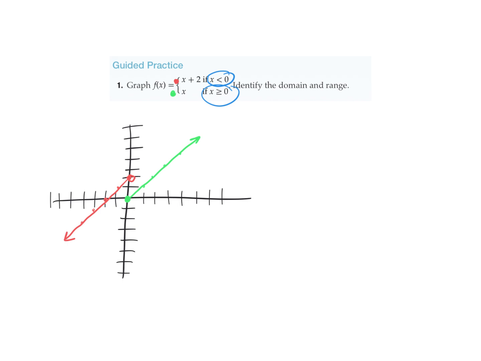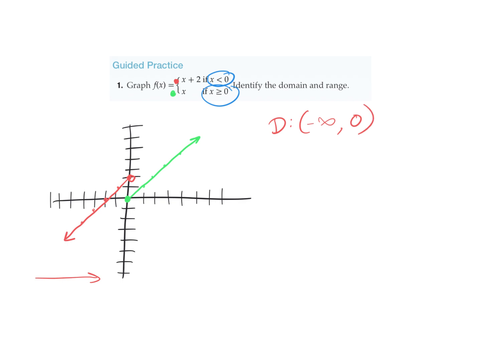Now for the domain of the red one, we're going to use this type of notation. So it's going to go from negative infinity, because it's coming from the left to the right, all the way to 0. But because 0 is not included because it's an open circle, we're going to use a parenthesis.